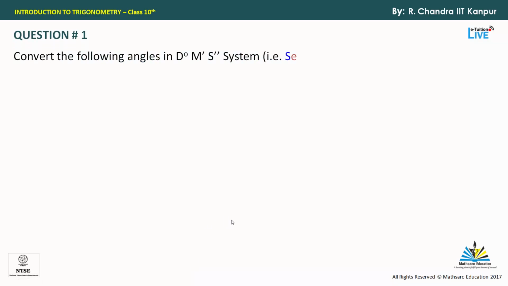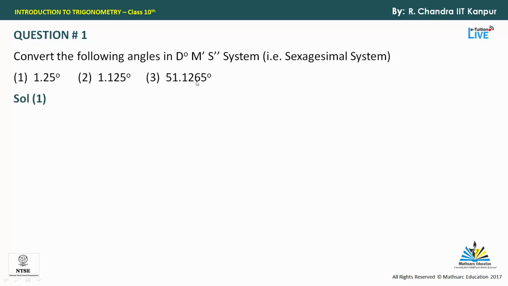Let's move on to problem solving. Here we have question number 1. Convert the following angles into the degree, minute, second system. That is called the sexagesimal system. So these are the 3 questions. These angles are given in degrees and not in the degree, minute, second system. So we need to convert these angles into the degree, minute, second system. I am going to show you the working of the first one.